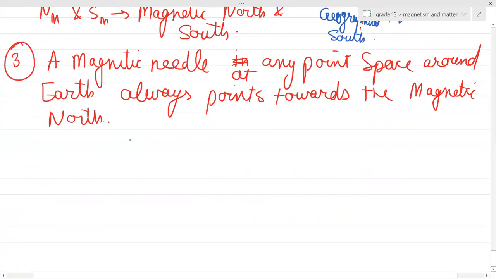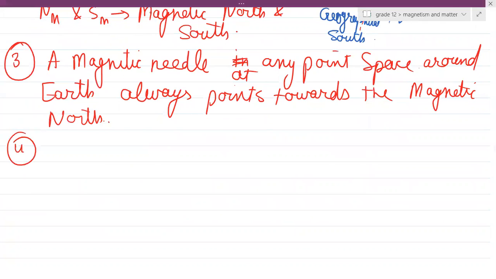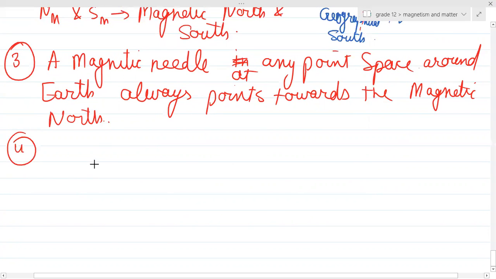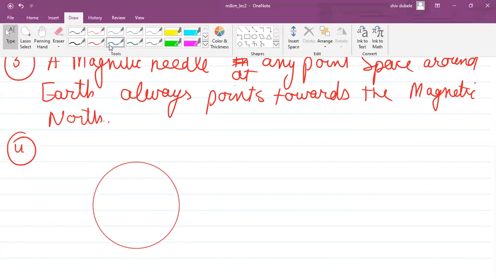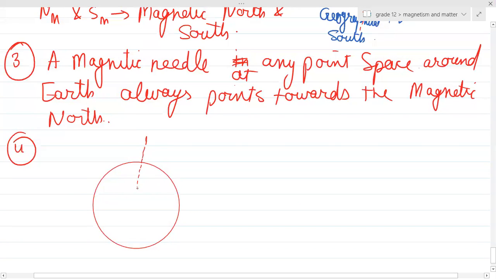Now, sir, why did we name the magnetic north and magnetic south over there? There is a reason behind it. And what is that reason? See, when we observed the Earth's magnetic field, it was observed to be in this particular way. Suppose this is the magnetic axis of Earth. This is the North Pole. And why did we name this as the magnetic north and this as the magnetic south? Why did we name this as NM and this as SM?